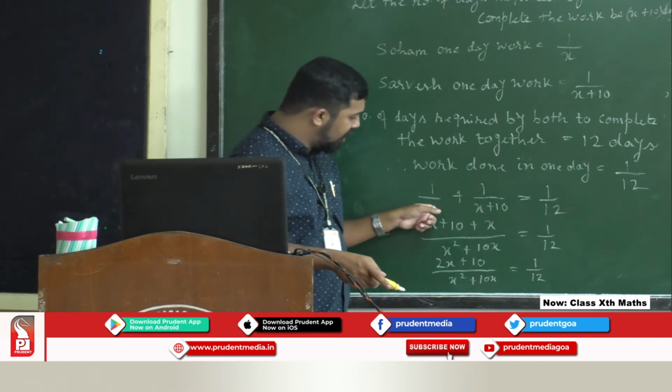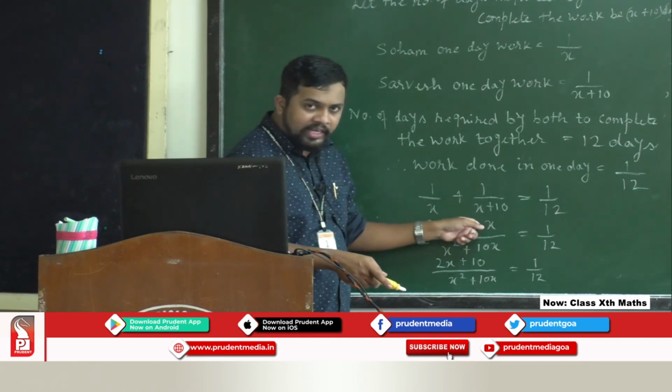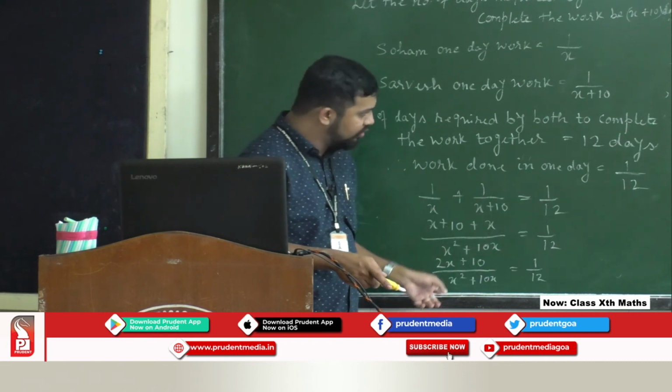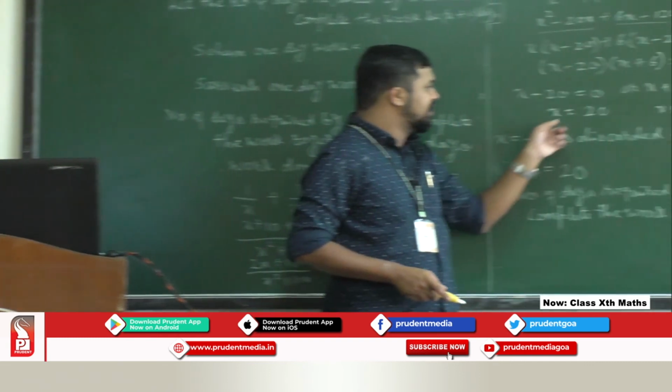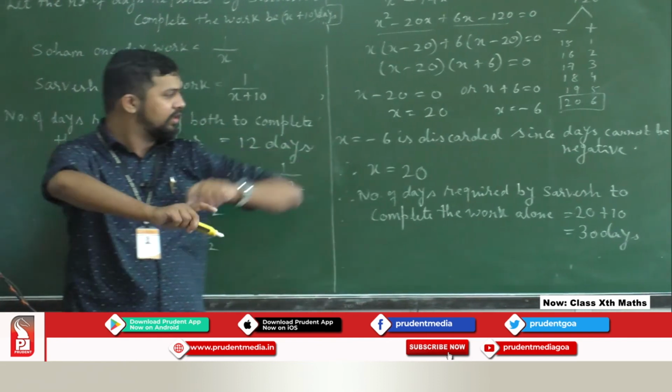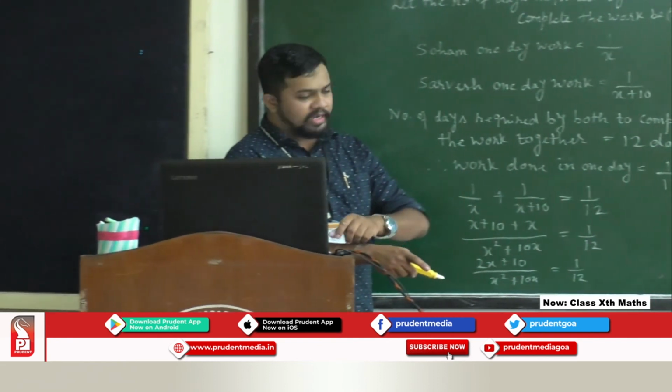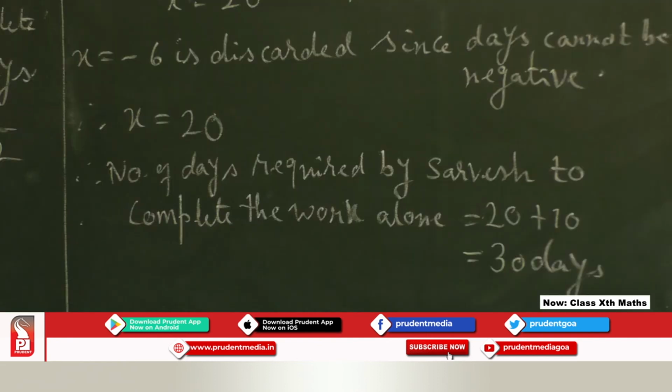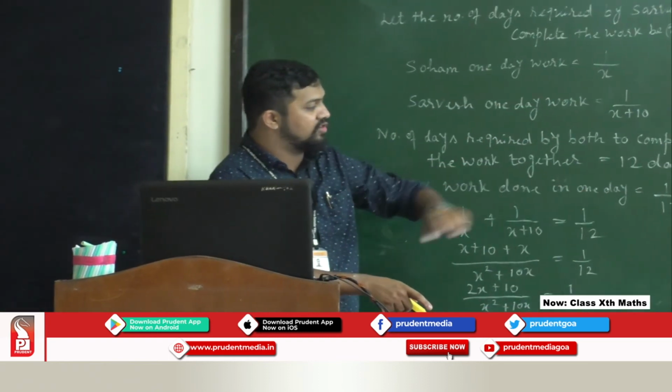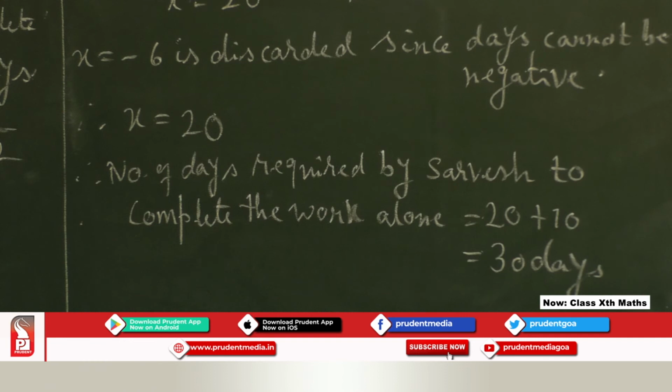So Soham 1 by x, Sarvesh 1 by x plus 10, together 1 by 12. Do the cross multiplication and you will get this equation. One root will be positive, one will be negative. The negative you have to discard, since days cannot be negative. Therefore x is equal to 20. But see, what is asked in the question? It is asked for Sarvesh. So the number of days required by Sarvesh will be 20 plus 10, 30 days.